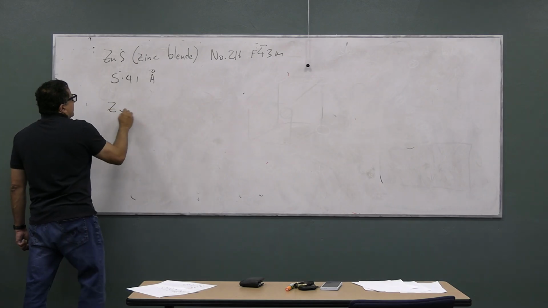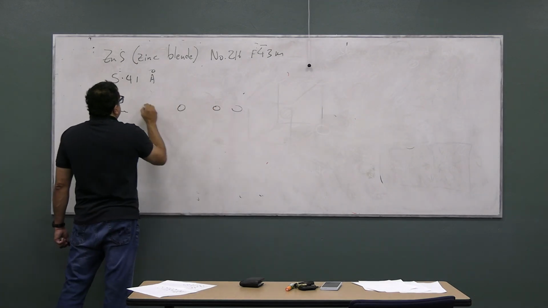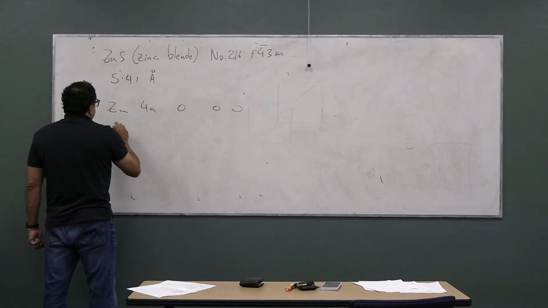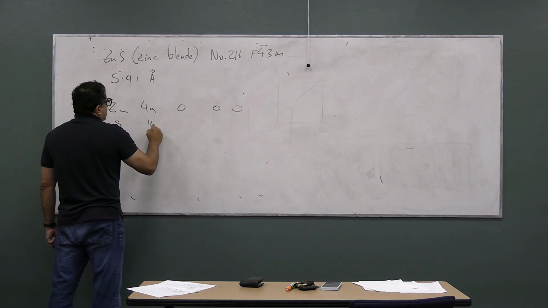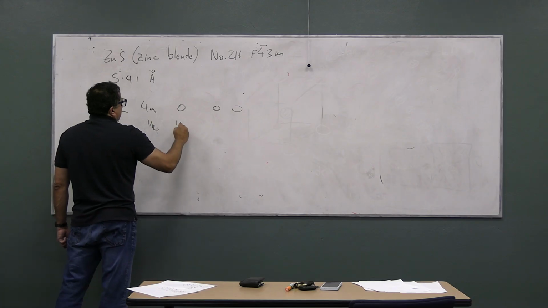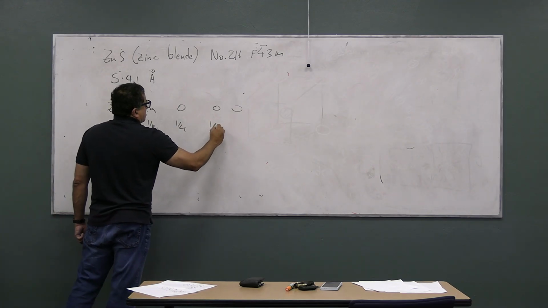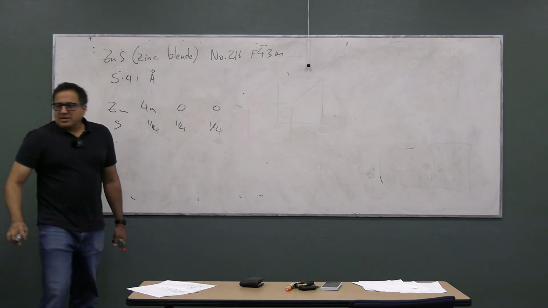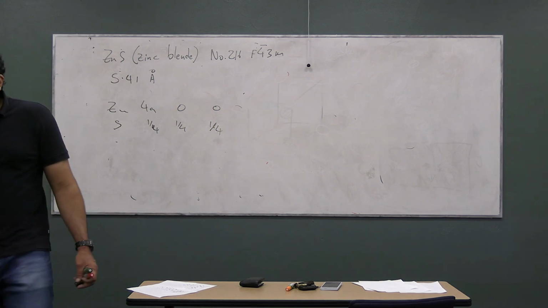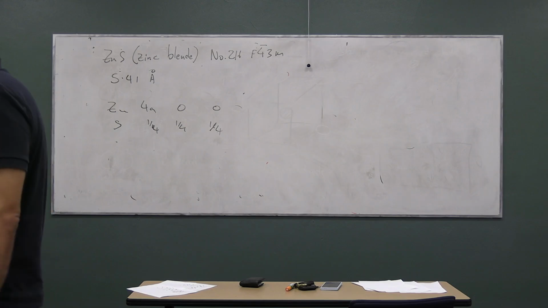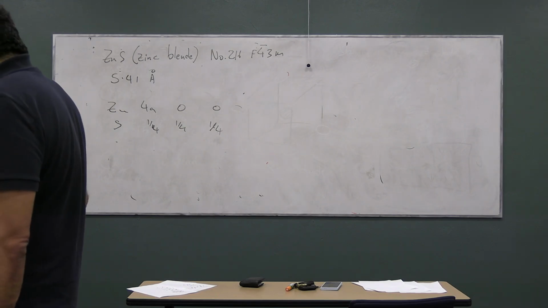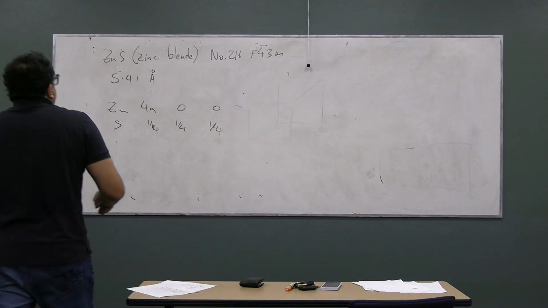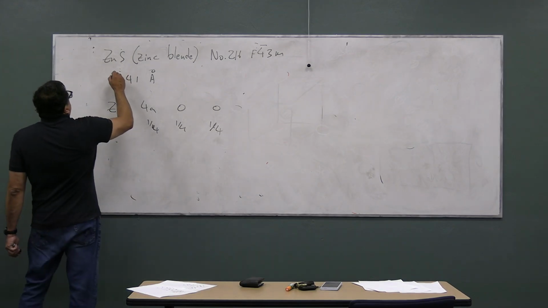So you have zinc at 0, 0, 0. I believe this is 4A. And sulfur at quarter, quarter, quarter. And this may be something like 4C. Can you tell me? Do you find this? 216. Oh, page 216. No, the space group number 216. It's not page 216.